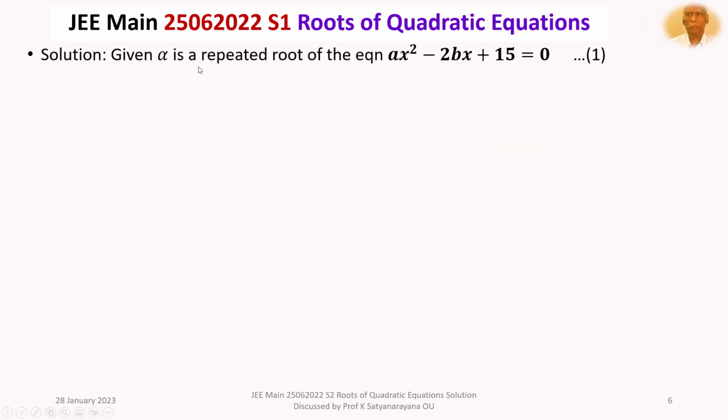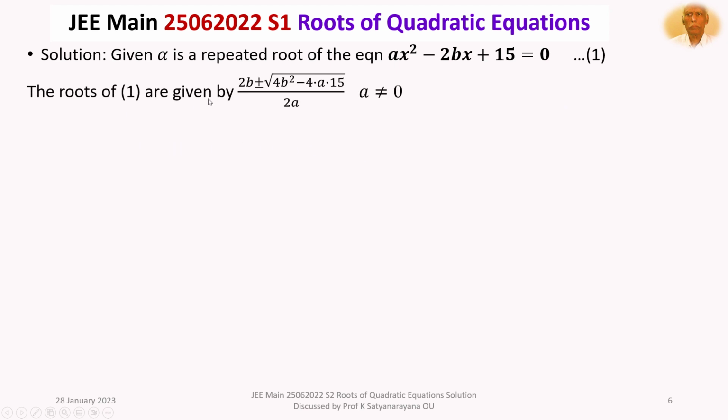We are given alpha is a repeated root of this quadratic equation ax square minus 2bx plus 15 is equal to 0. Let's call this equation 1. Now, the roots of 1 are given by minus of minus 2b, that is 2b, plus or minus under the square root of minus 2b whole square, that is 4b square, minus 4 into a into 15, by 2a. Because a is sitting in the denominator, a is not equal to 0.